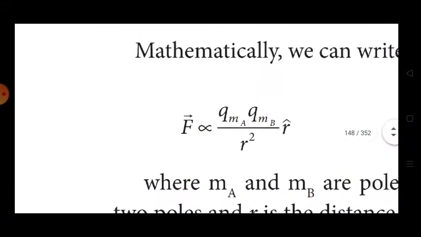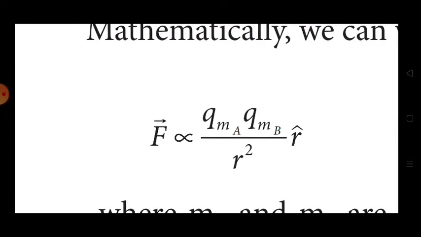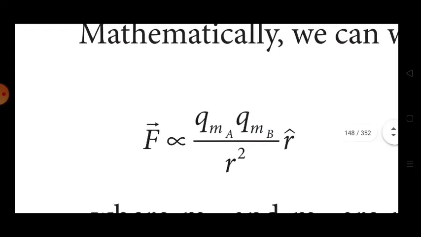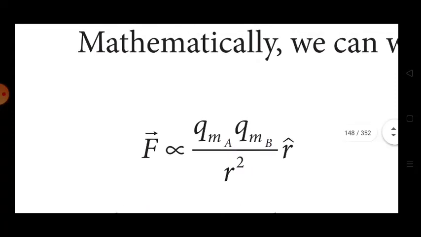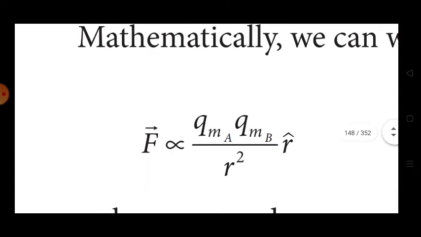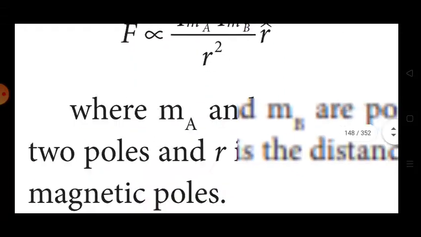Mathematically, we can write F vector is directly proportional to QmA QmB by r square into r cap. Here QmA means pole strength of magnet A, and QmB is the pole strength of magnet B. r square means the square of the distance between the two magnets. r cap means the direction from one magnet to the other magnet. Clearly explained.